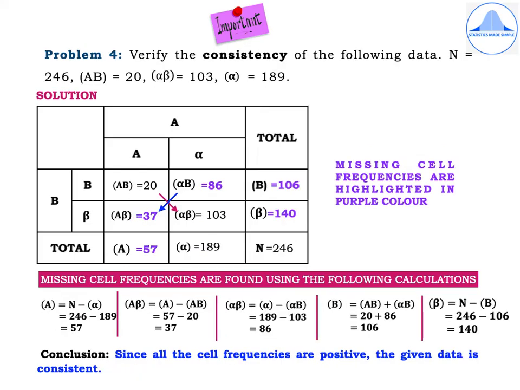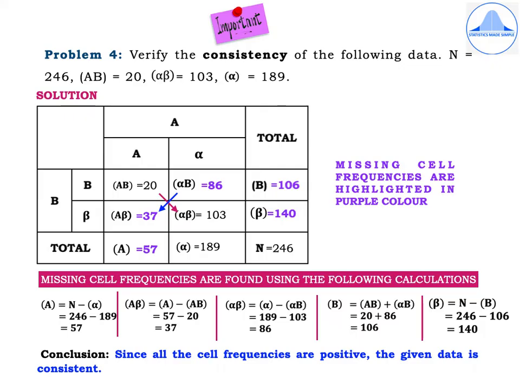Problem 4. Verify the consistency of the following data. N is equal to 246. The cell frequencies AB is equal to 20. Alpha beta is equal to 103 and alpha is equal to 189. So form the 2 by 2 contingency table and write down the given cell frequencies.